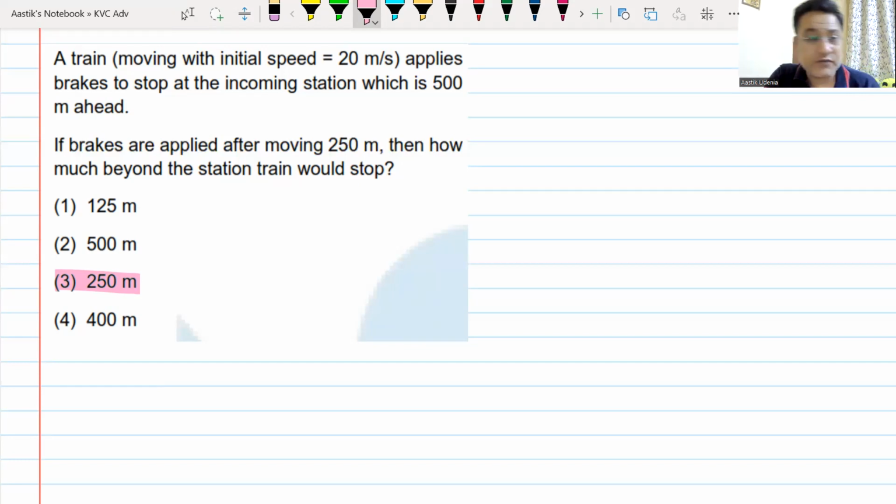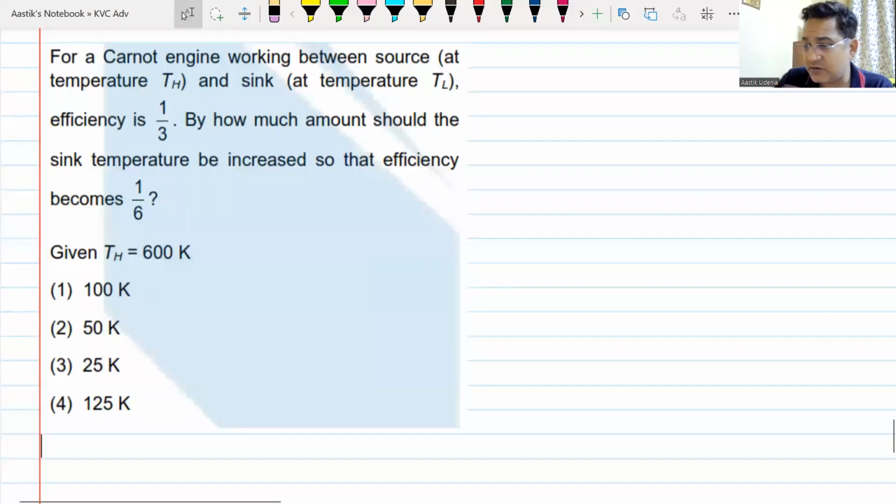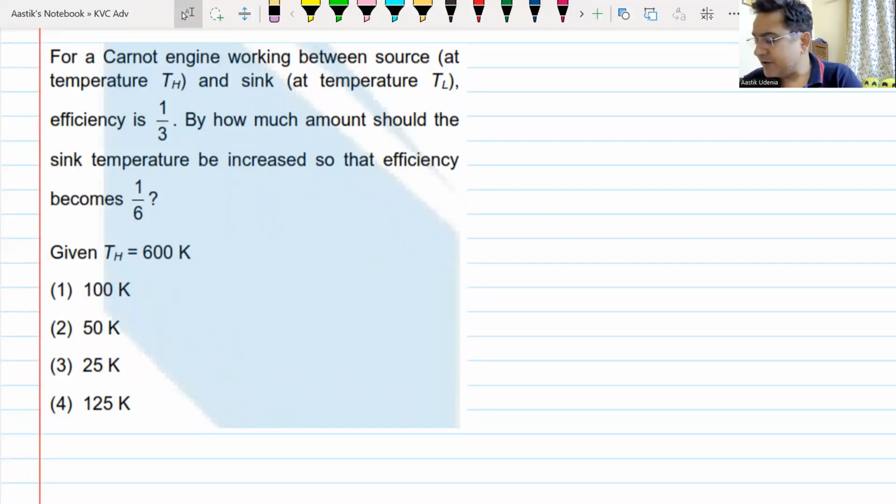And incidentally, the next one is again a repetition of the question that we have already done, I think. This paper had two questions on the Carnot engine. I'll give you a minute to solve this one. 100 kelvins, I think, is the correct answer. We've already seen the efficiency of a Carnot engine is 1 minus temperature of the sink TL divided by temperature of the heat source. Yes or no?